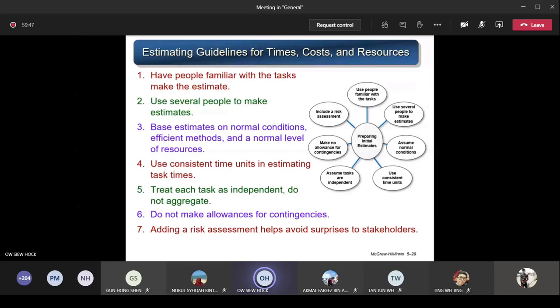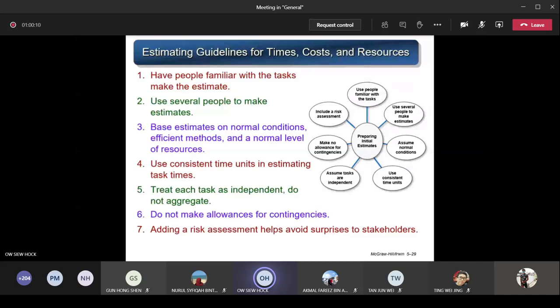So if you don't quite trust the estimator, say, I'm not very sure the estimator can give me a good estimate or not, then instead of using one person to do estimation, you get two or three people. So get a few people to do estimation, then maybe you will take the average value of all these people's estimations. So base estimates on normal conditions, efficient methods, and a normal level of resources.